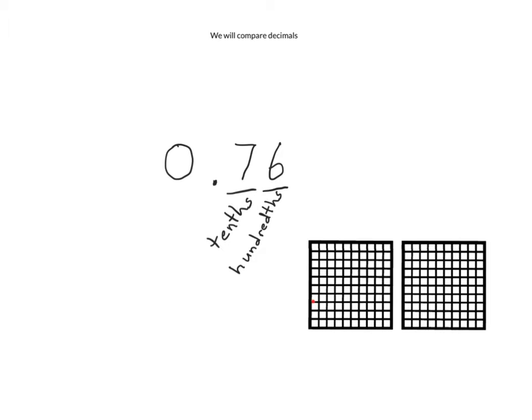So if each of these flats is one whole, 7 tenths is going to look like this. 7 columns out of 10 columns will be shaded in, and 6 hundredths will look like this, with 6 out of 100 shaded in. As you can see, 7 tenths is a lot bigger than 6 hundredths.